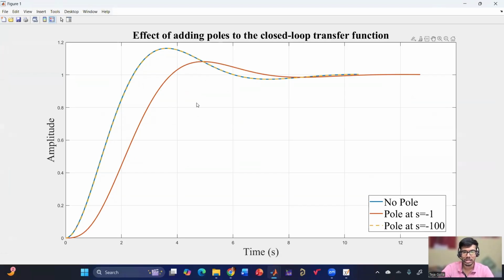So I have considered s equals -1 and s equals -100, and I could say that if the pole is near the imaginary axis, it will have an impact and it will slow down the response as well as reduce the overshoot. But if it is far away, it will not have any impact.